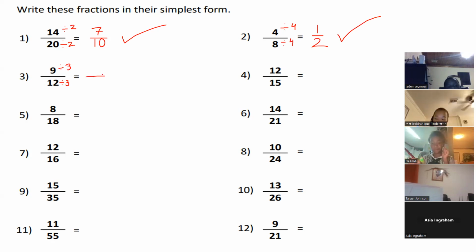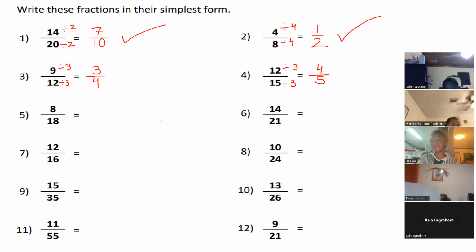12 divided by 3 is 4. What number can go into 12 and 15? We did this one for an example. 12 and 4? No, 3. That's my bad, I looked at my answer. 12 divided by 3 is what? 4. And 15 divided by 3 is 5.